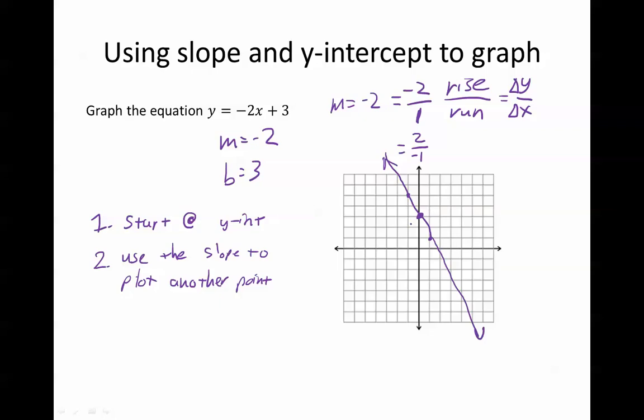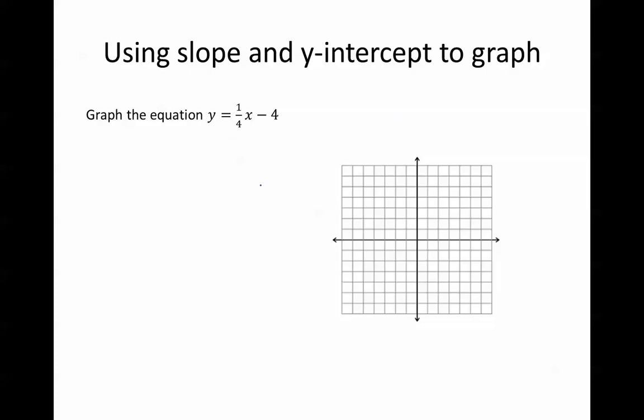Now, this doesn't change anything that we learned in the previous lessons, okay? We could still make a table, and when I plug in 1, I know that I'm going to get 1 out because x is 1, y is 1. And if I plugged in a 2, I'm going to get a -1 for my y. This all works exactly the same way. This is just a shortcut, right? This is a way of graphing without having to do all of the calculations of plugging in.